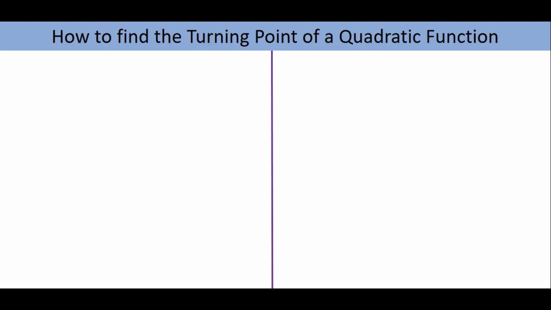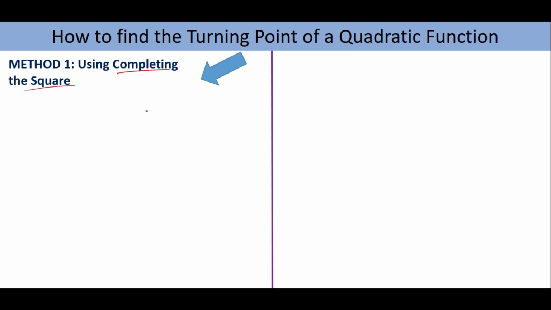Moving to the main topic, which is how to find the turning point of a quadratic function. We'll have two methods discussed here. I'll start with the first one. Method 1, using completing the square. Now the method completing the square is not new if you have learned how to factorize a quadratic expression using the completing the square method. If you're not familiar with it, or if you have forgotten how to do it, use the link above and take a few minutes to revise it and then come back to this topic.